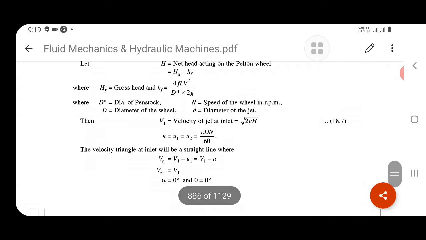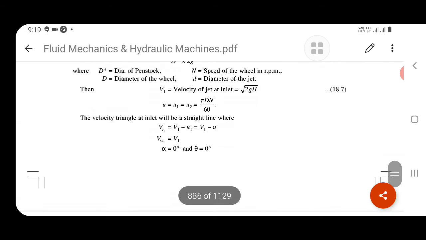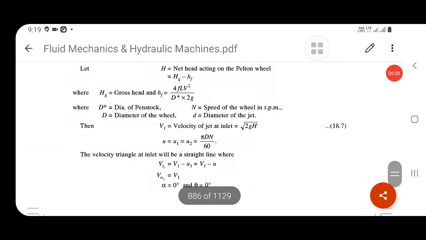So let's see the velocity triangle. It will be a straight line. So VR1 is equal to V1 minus U1. So V1 minus U. VW1 is equal to V1 because alpha and theta are 0, as shown in the figure. So firstly write this down.